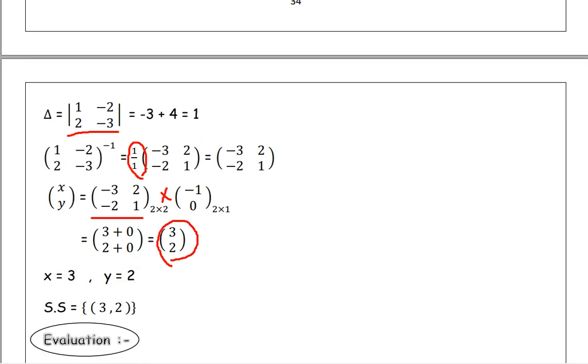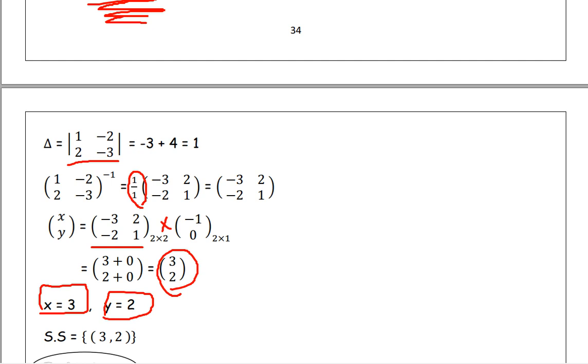How can we make sure? Yes, excellent. By substituting 3 instead of x and 2 instead of y in the two main equations.